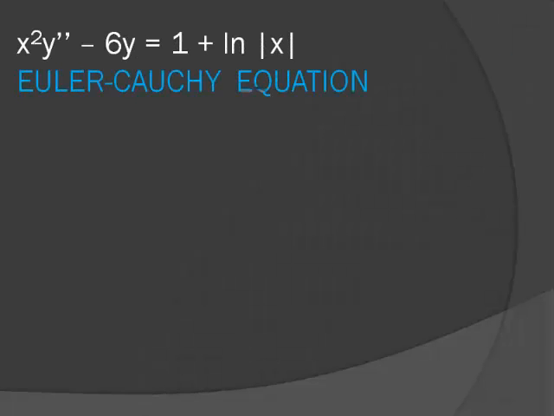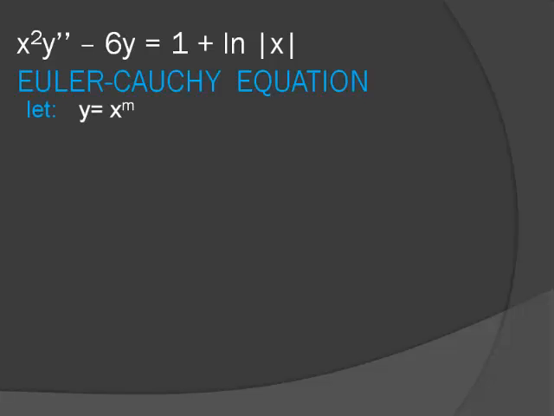Good day, this is page 11, number 2 in Advanced Engineering Mathematics of Wiley. So our problem is to find a solution for x squared y double prime minus 6y is equal to 1 plus ln of x. So this form is a Euler-Cauchy equation.